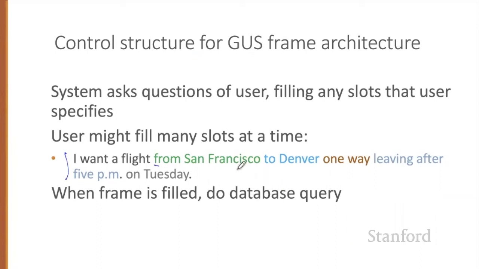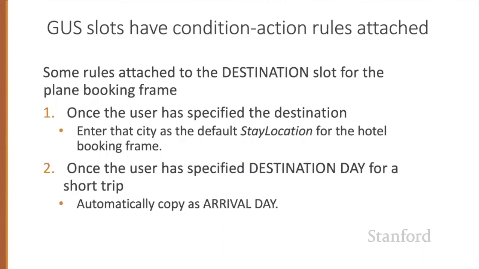Well, we can, from that information, fill all sorts of slots. And if there's any slots left unfilled, we can continue asking the user questions. Once the frame is filled, we can do our database query, looking for flights or whatever that fulfills the user constraints. The GUS architecture also has condition action rules attached to templates. For example, a rule attached to the destination slot for the plane booking frame, once the user specified the destination, might automatically enter that city as the default stay location for the hotel booking frame. Or if the user specifies the destination day for a short trip, the system could automatically enter the arrival day.